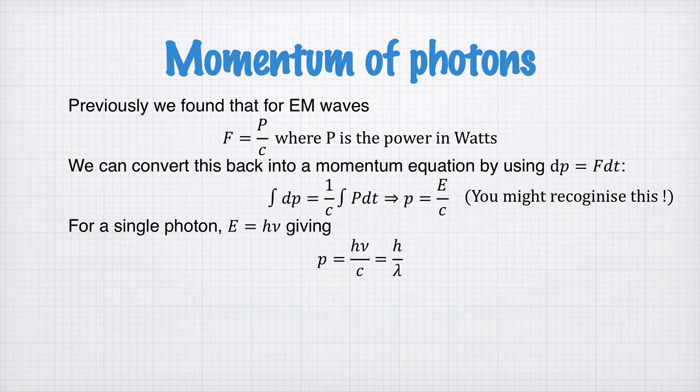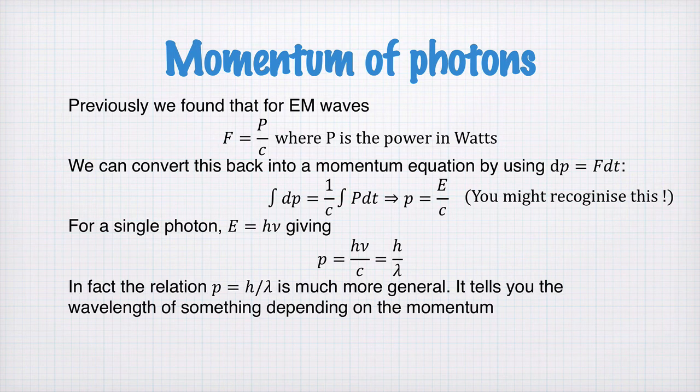Now, I've derived this here for massless particles and done it for photons. It turns out that you can interpret this equation and come to the same conclusions much more generally for particles with mass. And so in fact, this relationship, the momentum is equal to h divided by lambda, is much more general and tells you the wavelength of something depending on the momentum. So you can write the wavelength of something is h divided by the momentum p. So if you're talking about the motion of an electron or a proton or an atom, the wavelength of this thing can be calculated using this equation.